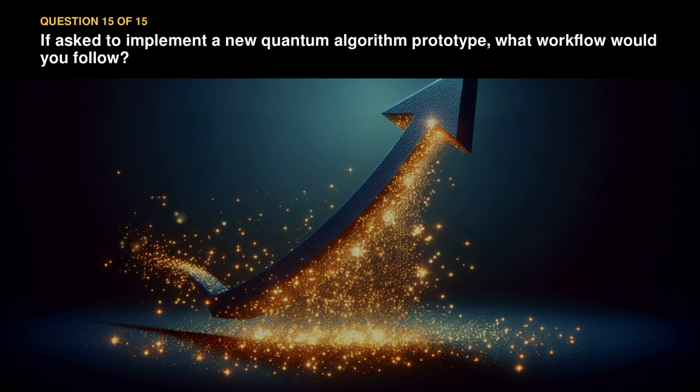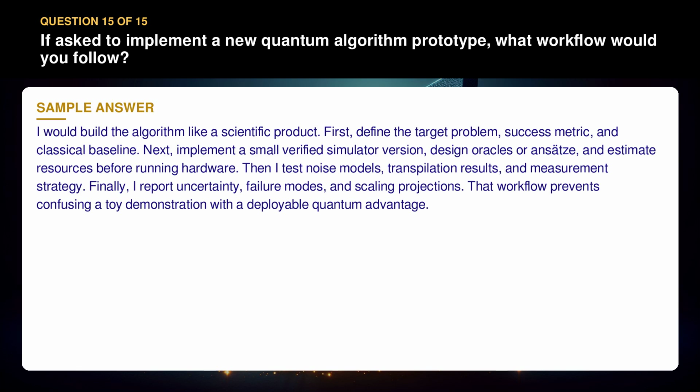Question 15. If asked to implement a new quantum algorithm prototype, what workflow would you follow? I would build the algorithm like a scientific product. First, define the target problem, success metric, and classical baseline. Next, implement a small verified simulator version, design oracles or ansatzes, and estimate resources before running hardware. Then I test noise models, transpilation results, and measurement strategy. Finally, I report uncertainty, failure modes, and scaling projections. That workflow prevents confusing a toy demonstration with a deployable quantum advantage.